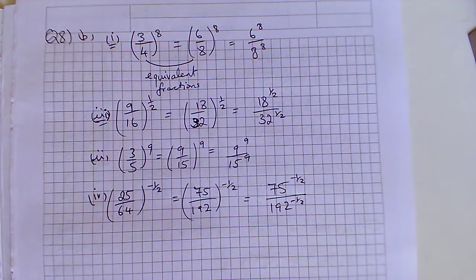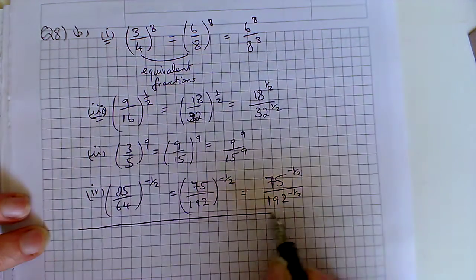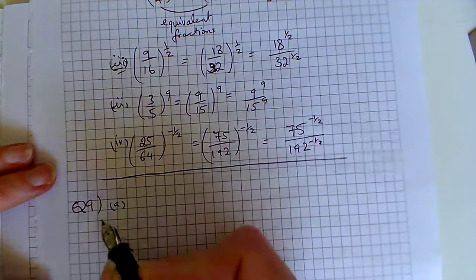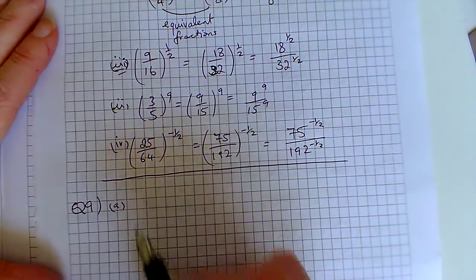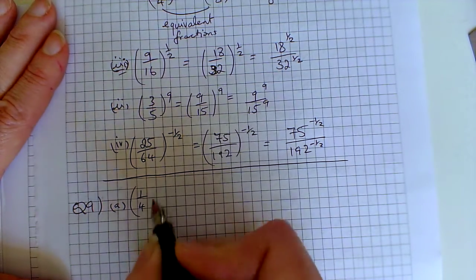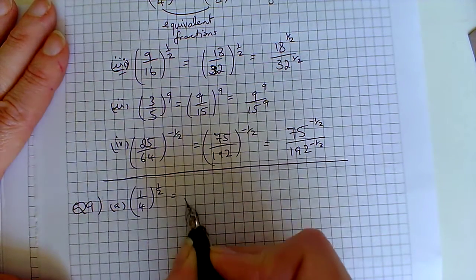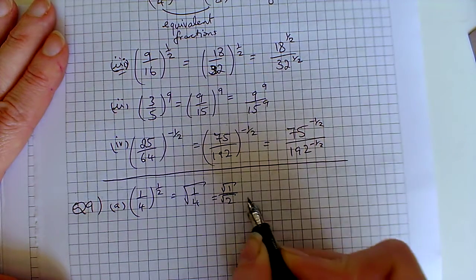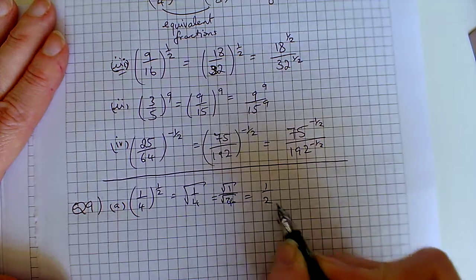stay as equivalent fractions. Now, question 9 was a more useful question because we're evaluating these powers without using a calculator. So a quarter to the power of a half means the square root of a quarter, which is the square root of 1 over the square root of 4, which is a half.